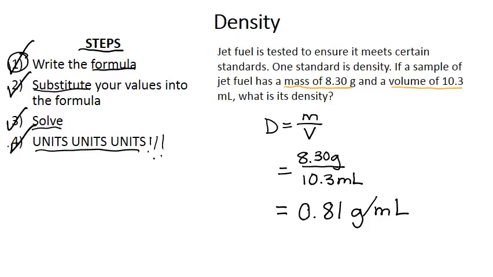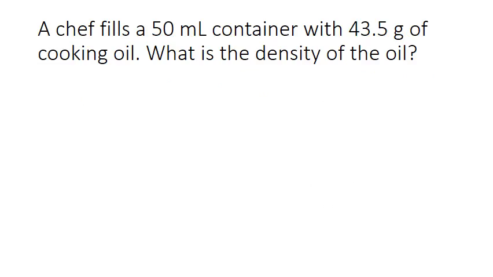Let's do another example. A chef fills a 50 milliliter container with 43.5 grams of cooking oil. What is the density of the cooking oil? All right, our first step is always to write our formula. So density is equal to mass over volume. Our next step is to substitute. So I have to look at my question. This says 50 milliliters, and this is 43.5 grams.